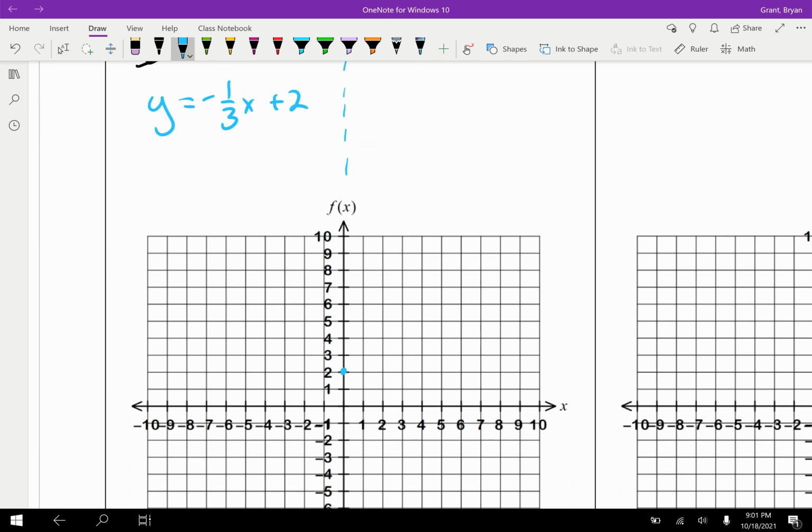So we start at positive 2 and go down 1, to the right 1, 2, 3. And I'll continue that out. 2, 3, and that's about as far as I can go. Up 1 to the left, 1, 2, 3. Up 1 to the left, 1, 2, 3. Up 1 to the left, 1, 2, 3, and there we go.